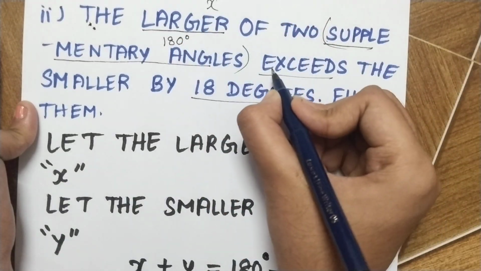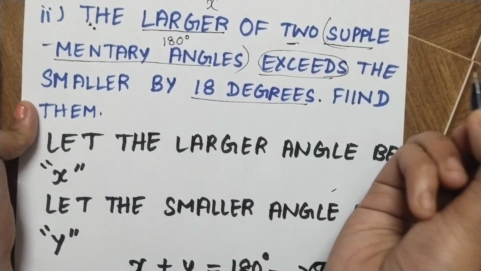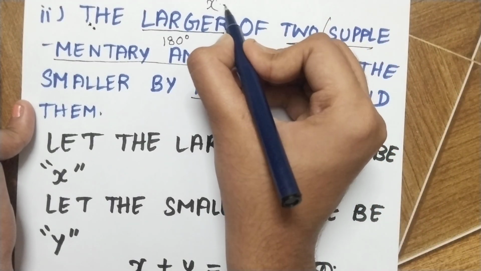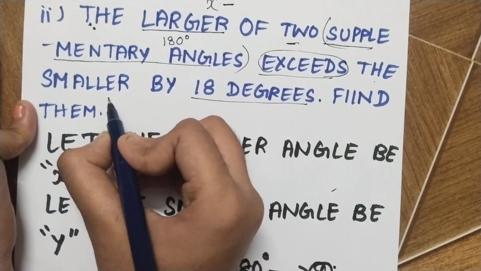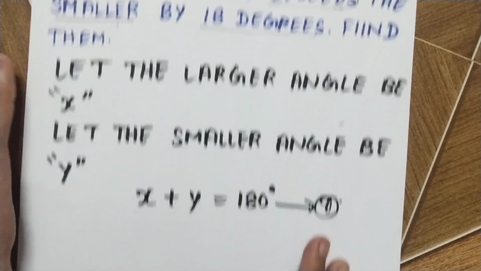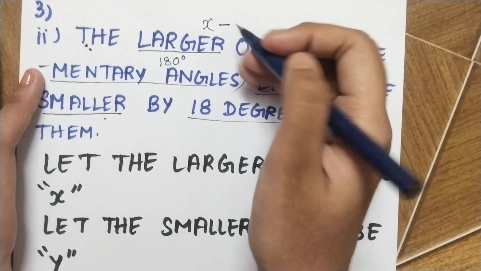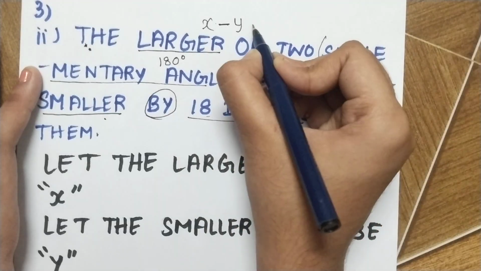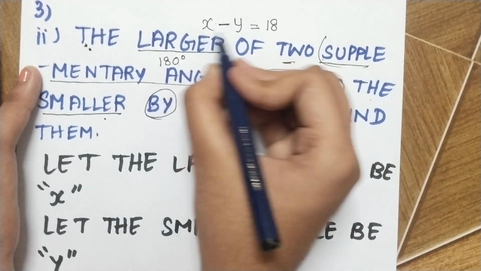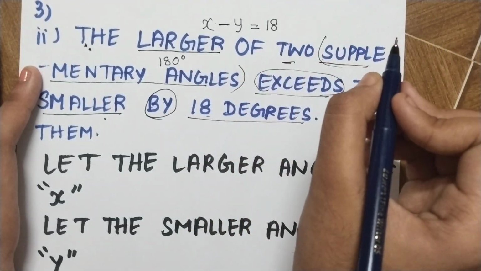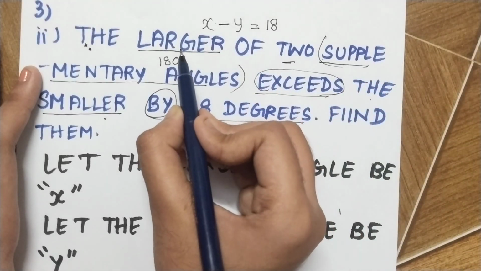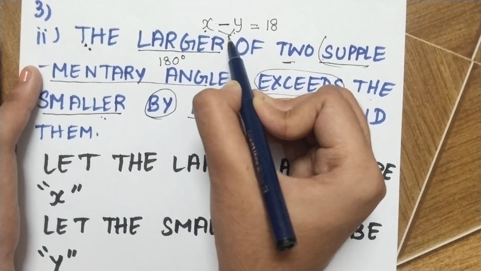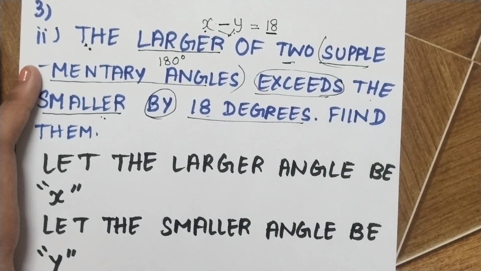So "exceeds" is nothing but minus. Clear? So I can replace it by the minus symbol, the smaller angle. Here my smaller angle is y, so minus y by 180 degrees. If I subtract both the angles, I'll be getting 18 degrees. Clear? My larger angle is x and my smaller angle is y; if I subtract both, I'll be getting 18 degrees.